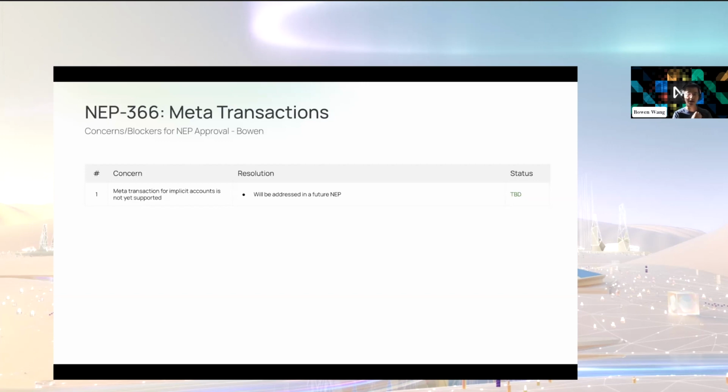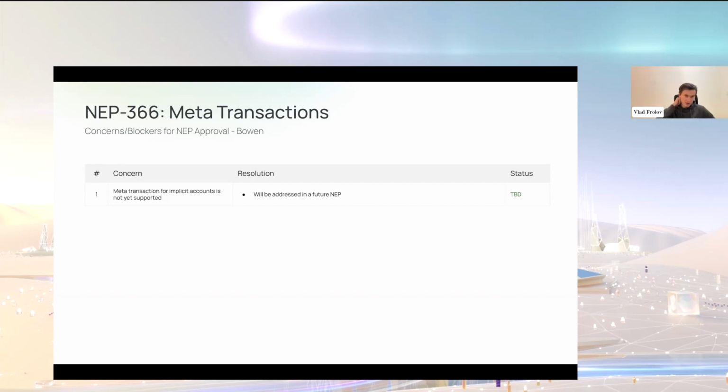And the current meta transaction implementation would already allow us to test not just the feature itself, but also all the other toolings and relayers and other implementation in different tools, maybe integration with other products like wallets and so on, while the community is still figuring out what to do with the implicit accounts. Okay, so yeah, that's a summary of the benefits and concerns for this NEP.